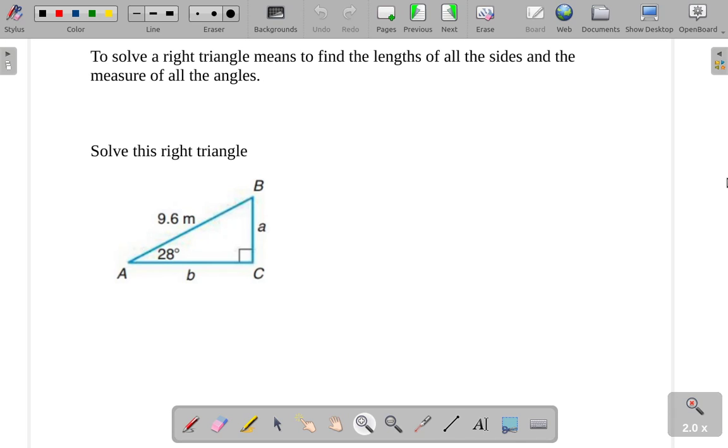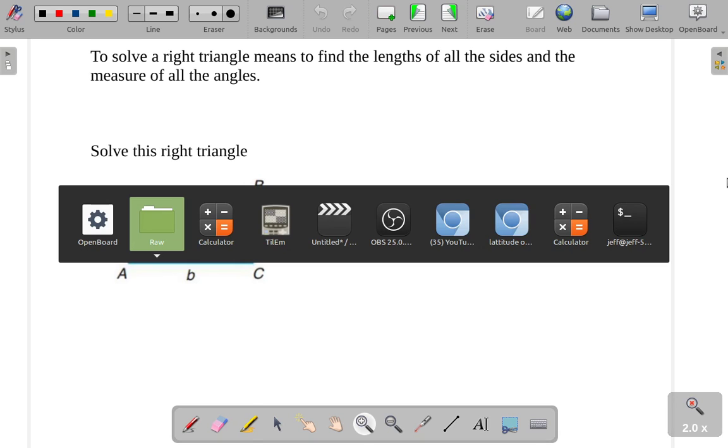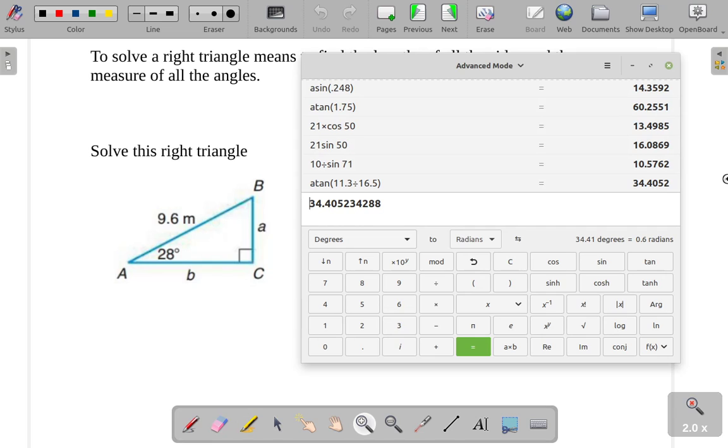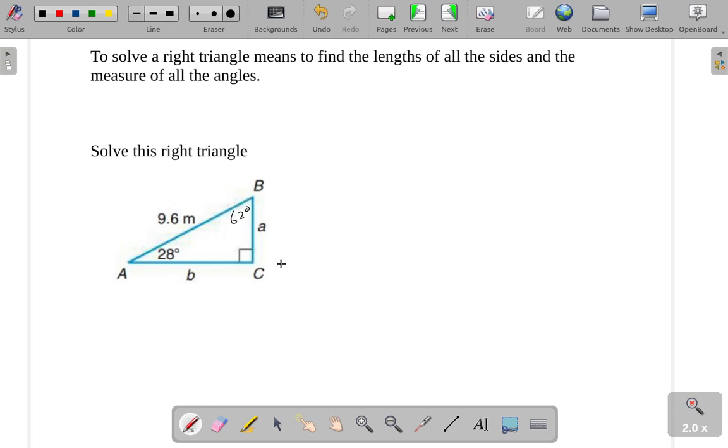To solve a right triangle means to find the lengths of all the sides and measures of the triangle. So if we want to solve this particular right triangle, the easiest thing I can do first, since I have one angle, a 28-degree angle, and I know the other one is a 90-degree angle, is find that remaining acute angle. 90 minus 28 means the other angle here has to be a 62-degree angle. That's this one here. So that part's easy.